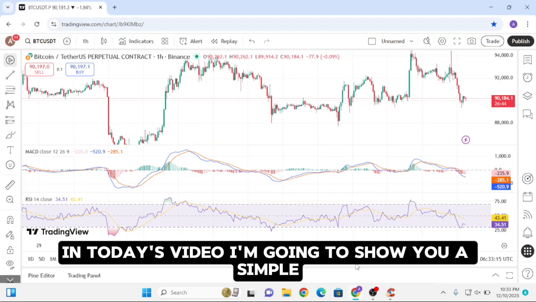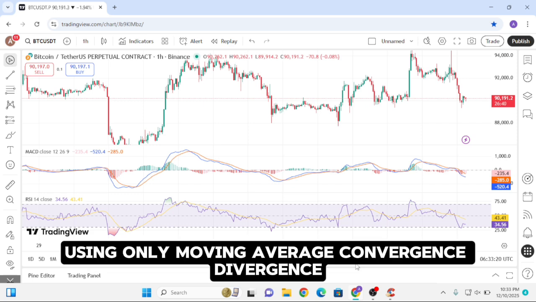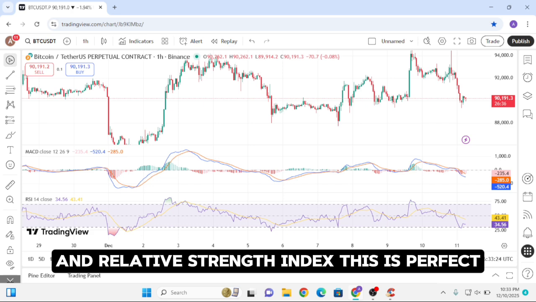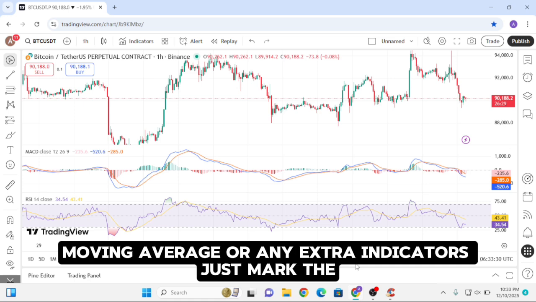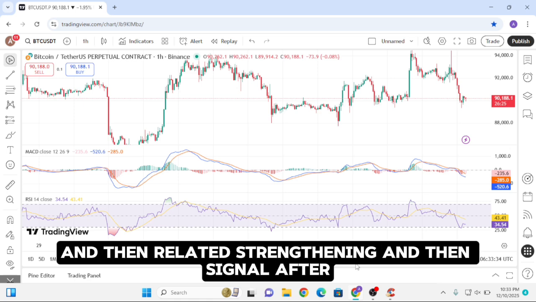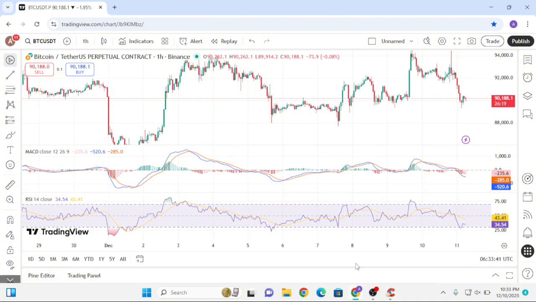In today's video, I'm going to show you a simple but powerful crypto trading strategy using only moving average convergence divergence and the relative strength index. This is perfect for beginners because you don't need exponential moving averages or any extra indicators, just MACD and RSI. Now let's go into the tutorial.